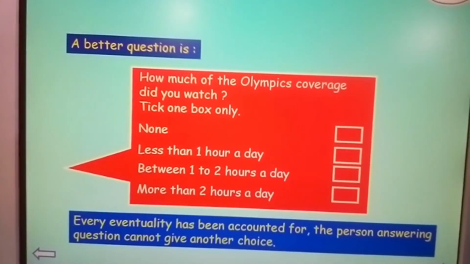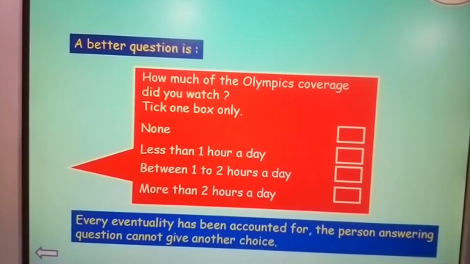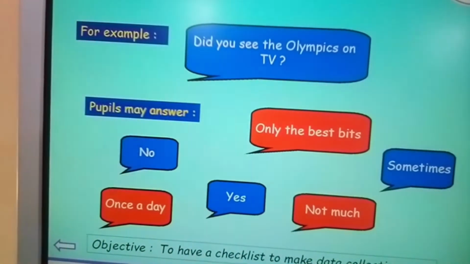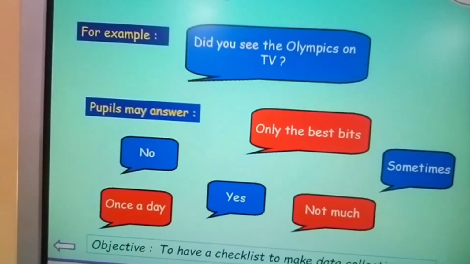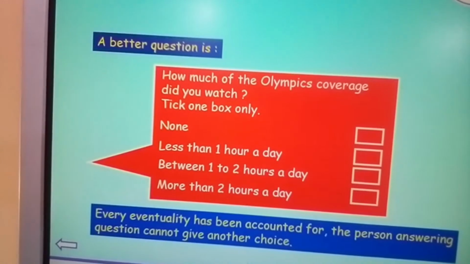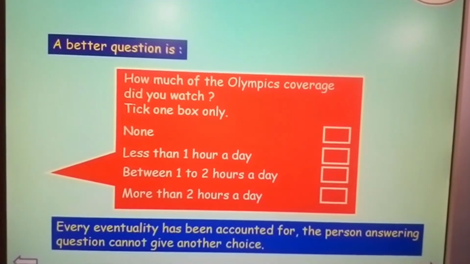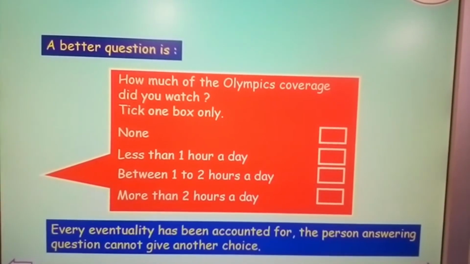Again, here data collection continues. A better question is, how much of the Olympics coverage did you see? So you can see the comparison between this question and this question. See how by changing the question, you actually get a different response.